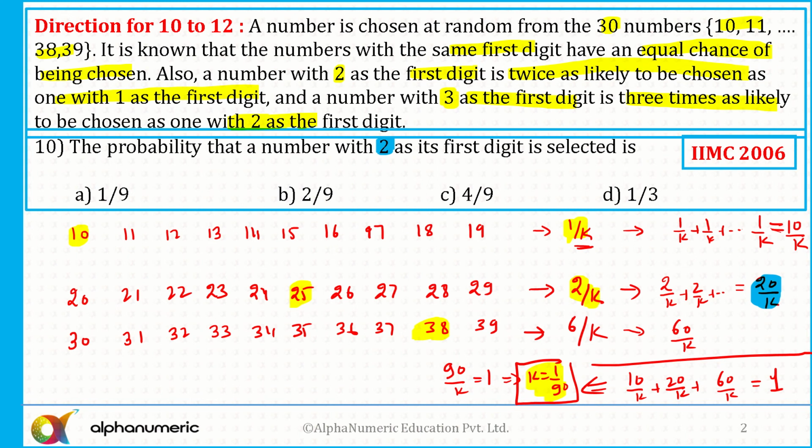And what is k? k is equal to nothing but how much? That is not 1 by 90. I think I have written wrong here. k is equal to 90, not 1 by 90. So you can make a correction here that k is equal to 90. So what is the answer for this question? The answer is 20 by k, and as k is equal to 90, that is 20 by 90, which is equal to 2 by 9. So the correct answer for this question is option B, which is 2 by 9.